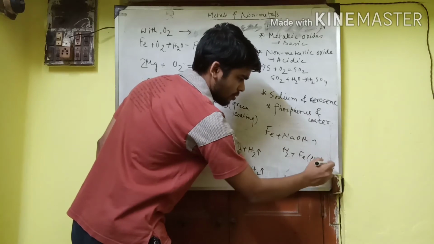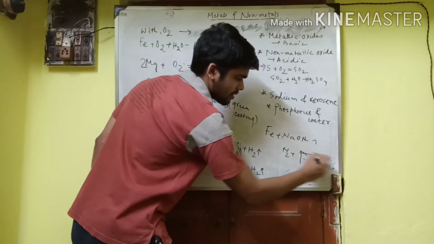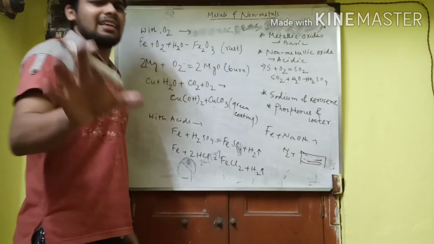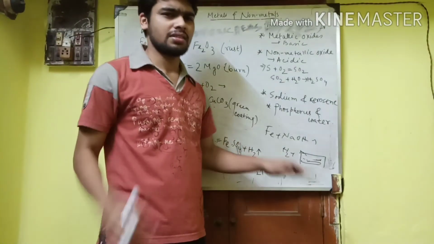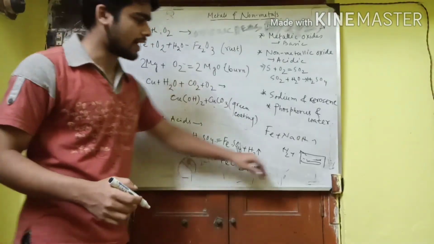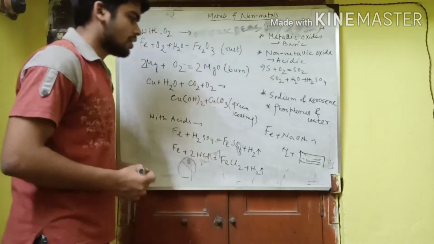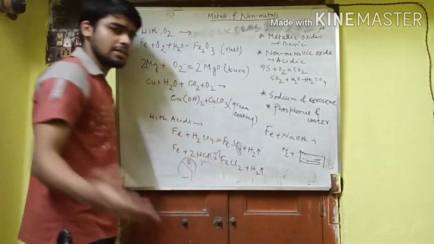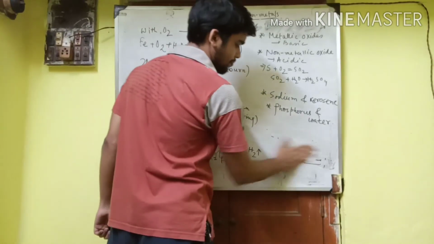Fe plus NaOH gives one type of substance here, which is a very complex substance, but hydrogen gas is also produced. This is sodium hydroxide, this is the base, or caustic soda.